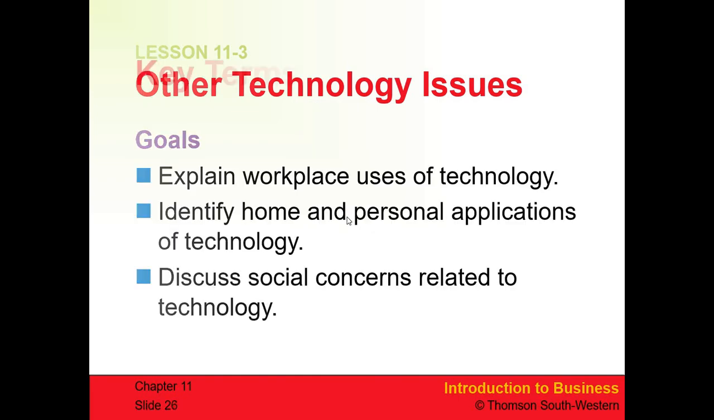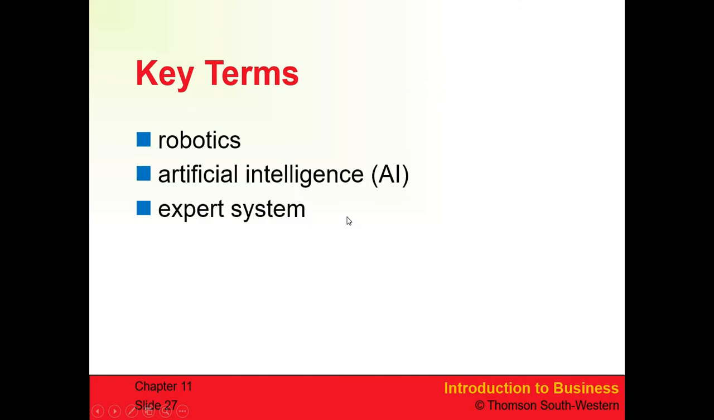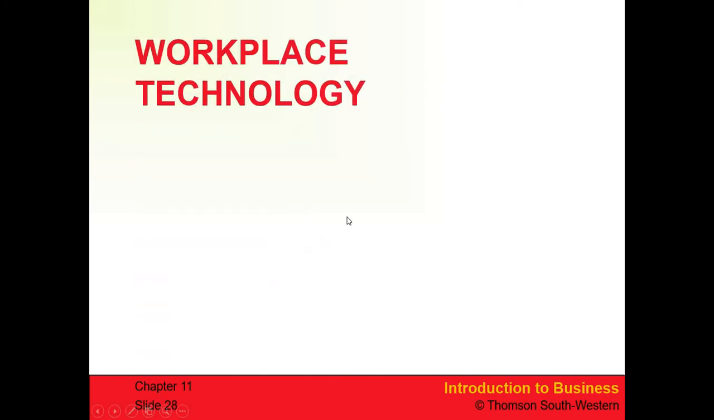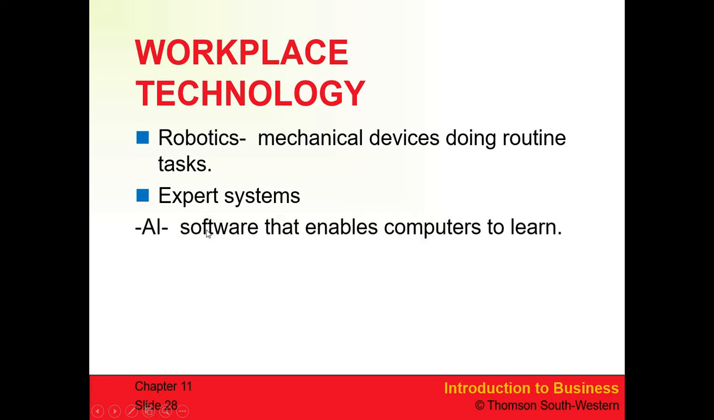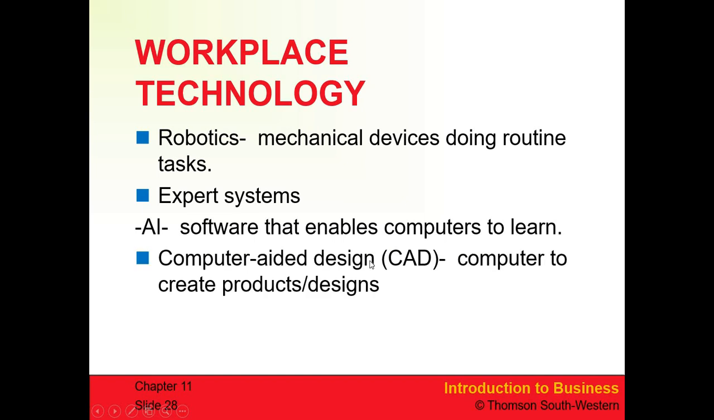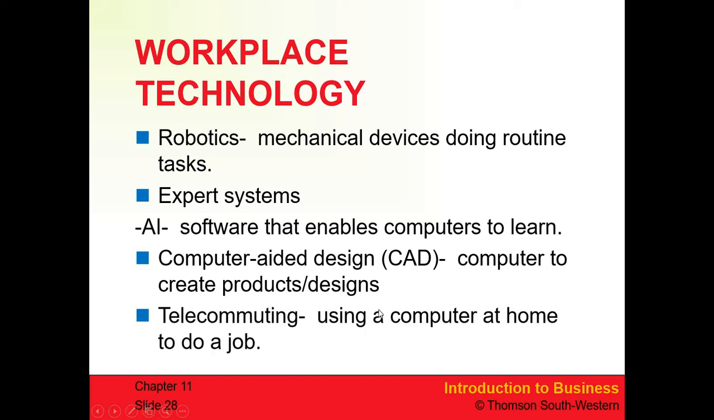Some issues with this would be robotics taking the place of human work because they can do it more efficiently and cheaper. Expert systems are AI software that enables computers to learn and kind of teach themselves to do things. CAD is computer-aided design. Now we don't really have architects probably hand sketch things. They go on a computer and they draw them up because, again, it's just more efficient.